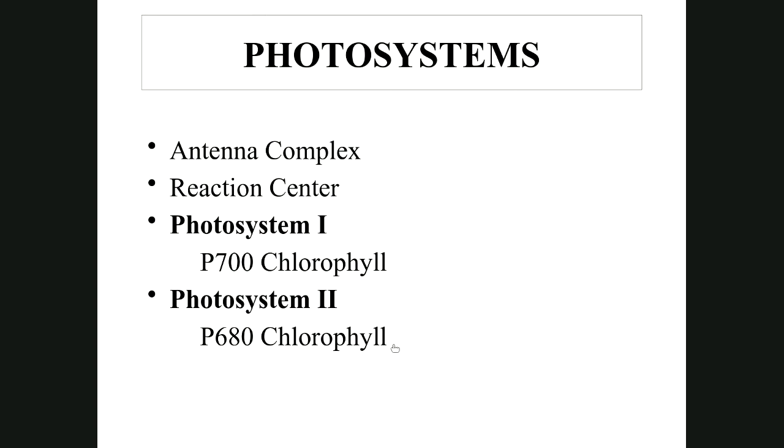So the two photosystems right off the bat, they both have antenna complex, they both have reaction centers. Photosystem 1, the reaction center has a P700 chlorophyll A. Photosystem 2 has a P680 chlorophyll A. Now we're going to learn some other differences in just a minute. So that's the first two differences.